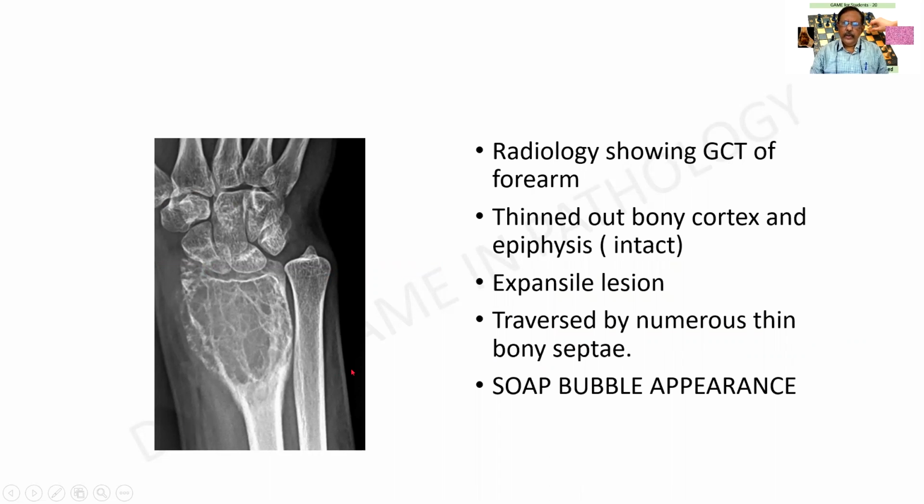Another case wherein a radiology shows a giant cell tumor of the forearm. I find that there is a tumor which is expanding the epiphysis of the bone, the cortical plate, as well as the adjoining structures are all thinned out, and I am able to see multiple crisscrossing bony trabeculae. This leads to a classical soap bubble appearance. Expansile lesion, soap bubble appearance.